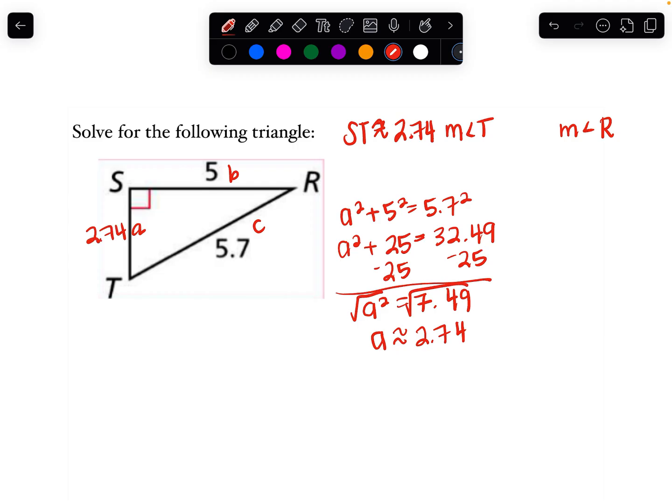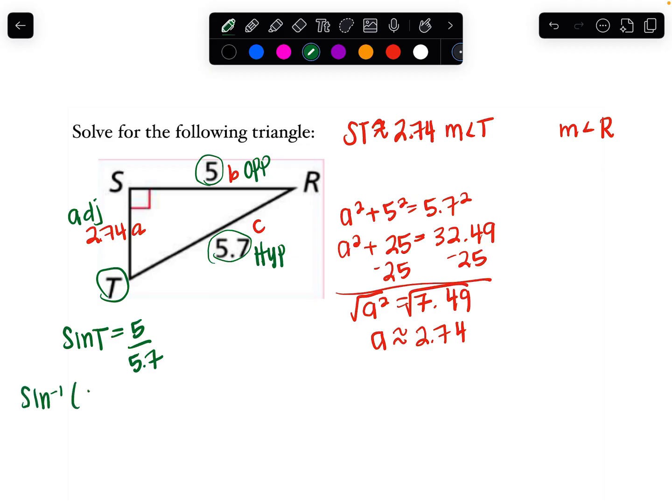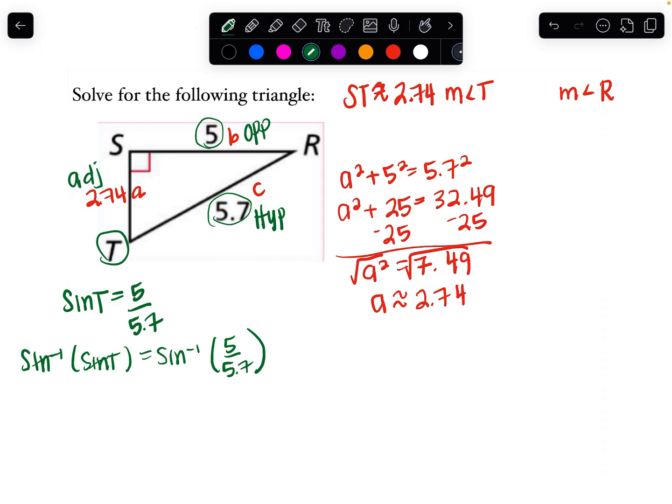Now I'm going to find the measure of angle T. So if T is my reference angle, we have the hypotenuse, the opposite, and the adjacent. Because my adjacent side, 2.74, is an approximation, I'm going to be using the ones that I actually know are exact, the opposite and the hypotenuse, so sine. So sine of angle T is 5 over 5.7. And then solving this, inverse sine on both sides. And these two cancel each other out. So I would get the measure of angle T is approximately 61.31 degrees.